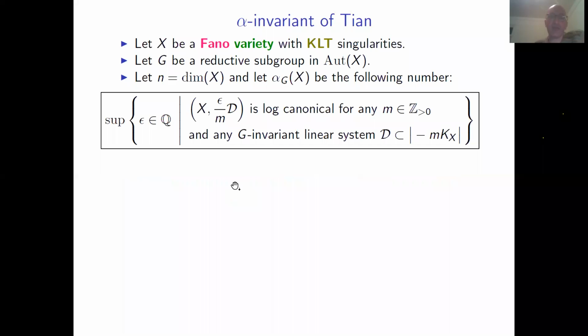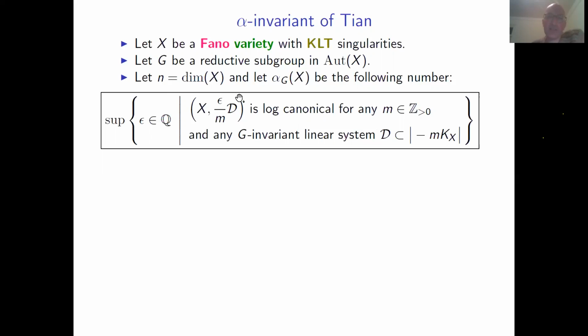Then we go back to the alpha invariant of Tian. I gave a definition in terms of blowups, but there's another definition in terms of divisors. It's a bit technical, but it's equivalent, and in some sense this definition is a bit better. So we fix a Fano variety, maybe singular, and we fix a reductive subgroup G in the automorphism group, and n is the dimension, and we define this alpha_G of X. It's quite technical. You take the anticanonical linear system, and inside of it you go through all G-invariant linear subsystems.